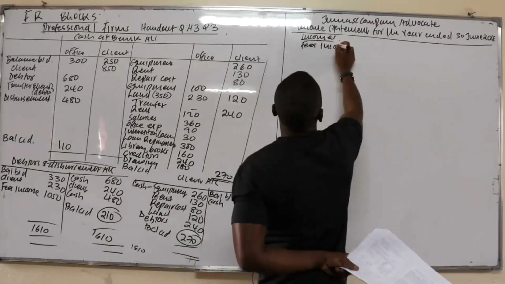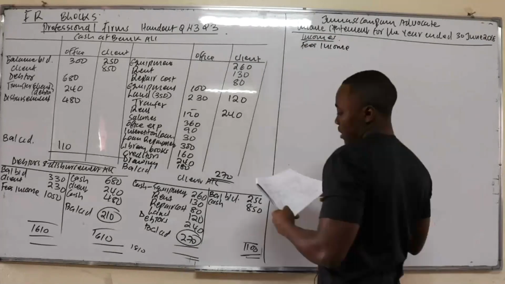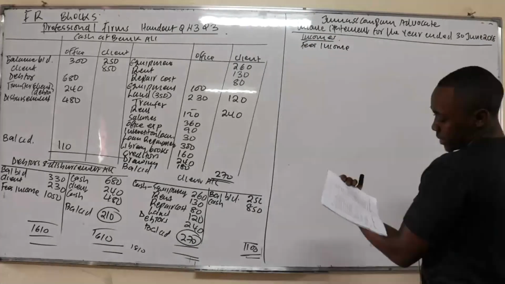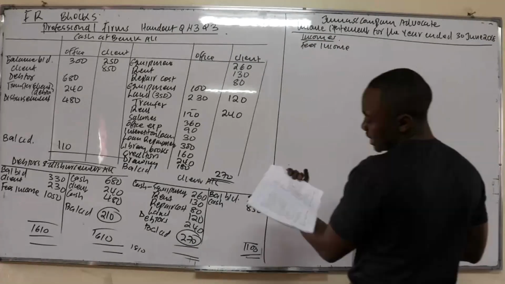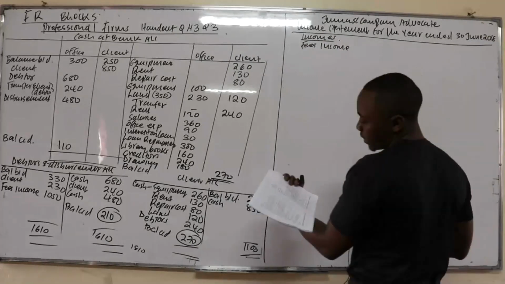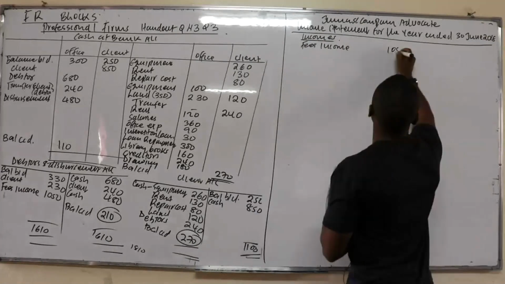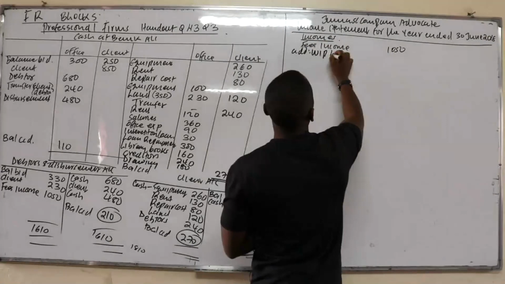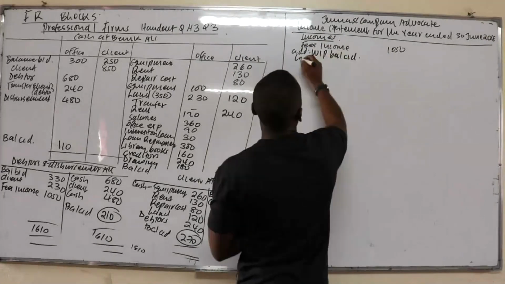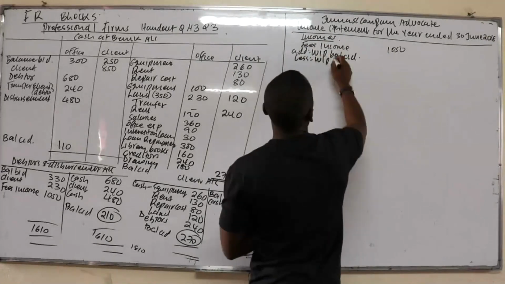That was courtesy of note number 5, charge current 1050 for the services rendered during the year. So you take 1050, then we said you add work in progress balance at the end, then you raise work in progress balance brought down.